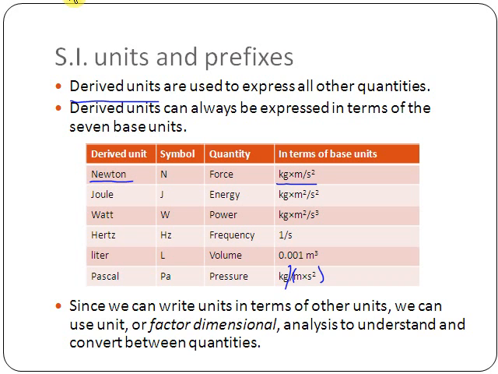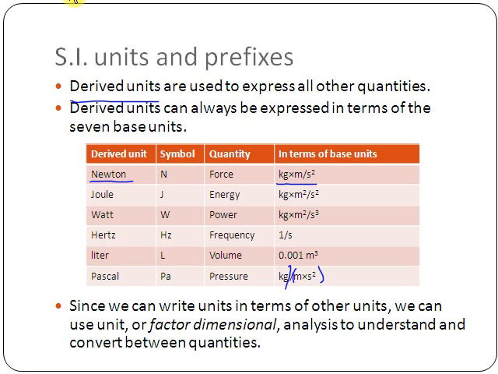Now, here comes the important part. Since we can write units in terms of other units, we can use unit analysis, sometimes called factor or dimensional analysis, to understand and convert between these quantities. This turns out to be fairly critical as you get into physics, because you're going to be dealing with a lot of different quantities that have completely different units. And you're going to be multiplying them together and dividing them by one another.